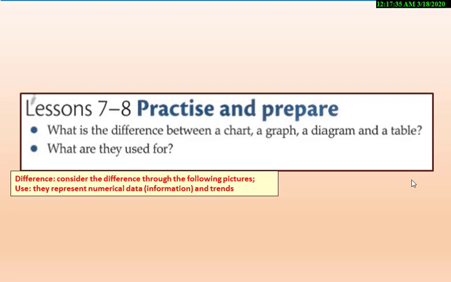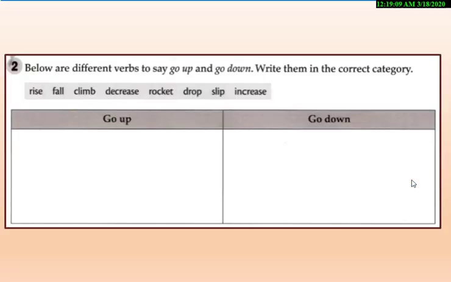A chart, a graph, a diagram, and a table are used to represent numerical data, information, and trends. Now we have a group of words which describe the ups and downs in the bar chart, for example. Rise, fall, climb, decrease, rocket, drop, slip, and increase. Now in 2 minutes, try to classify them in ups or downs. Start, please.